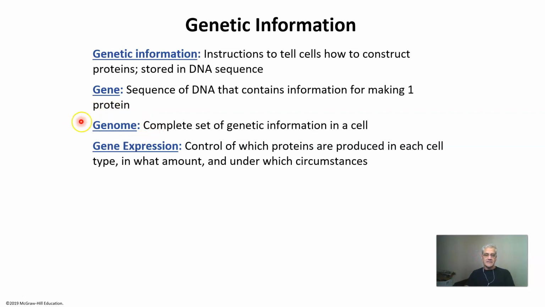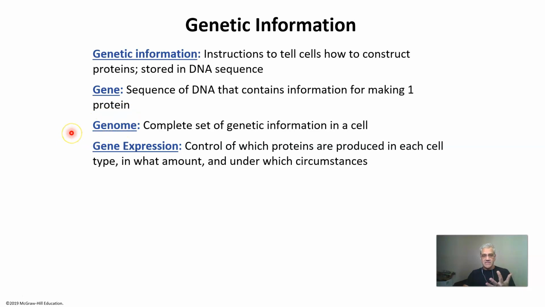All right, the whole set of all of the genetic information that is contained within the DNA is called a genome. A genome. That's all of it. All of the genetic information that you have. Every single cell in your body, with a few exceptions. Red blood cells are one of those exceptions. They don't have a nucleus.